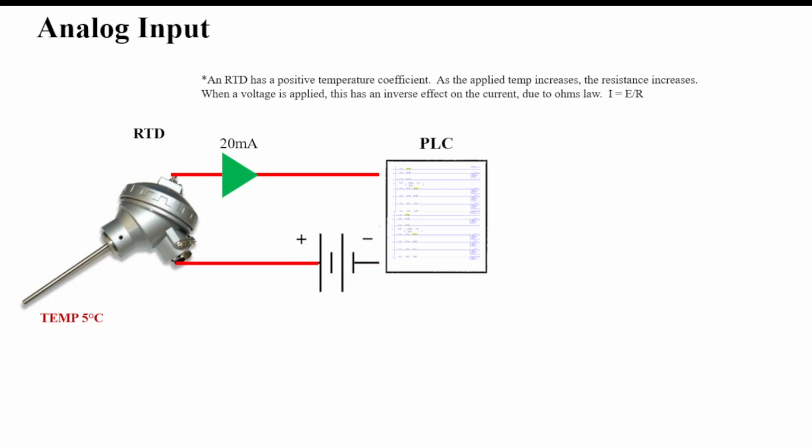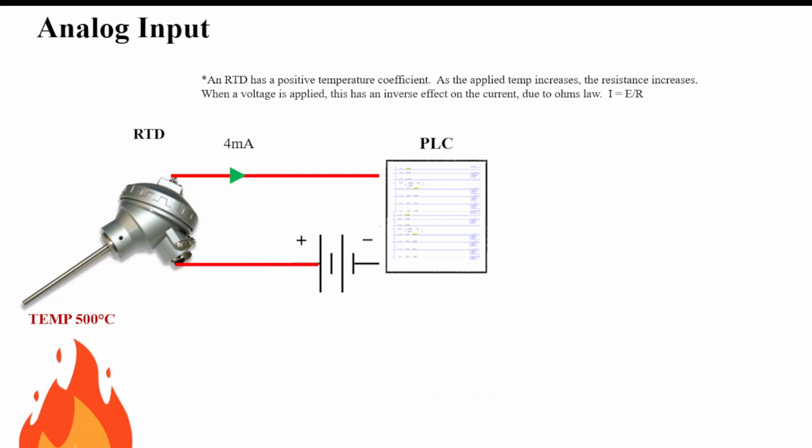In this situation, an RTD has a positive temperature coefficient. As the applied temperature increases, the resistance goes up. When a voltage is applied, this has an inverse effect on the current due to Ohm's law. So right now it's at 20 milliamps with a rather low temperature. And if the temperature increases, the value of current goes down. And so you can see here it would be varying anywhere from 4 to 20 milliamps. The PLC could then determine what is the temperature that the probe is being exposed to.